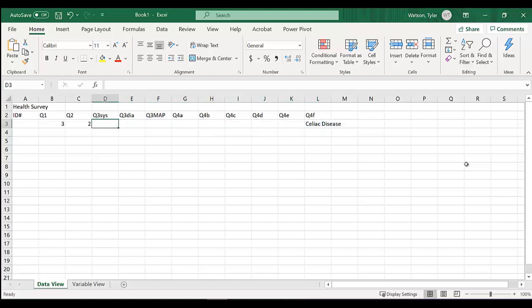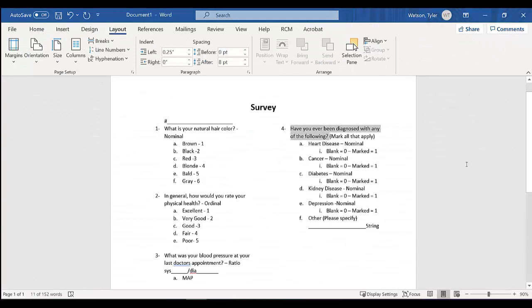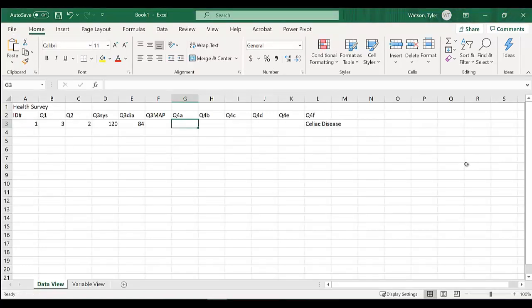So in 20, let's say this person filled out the survey. They were a redhead with very good health. Their blood pressure was 120 over 84. We'll come back to the map here in just a minute. We skip over to question 4. In our survey, question 4 was heart disease, cancer, kidney disease, depression. We'll say they do have heart disease. They don't have kidney disease, cancer, or diabetes, but they do have depression and celiac disease.